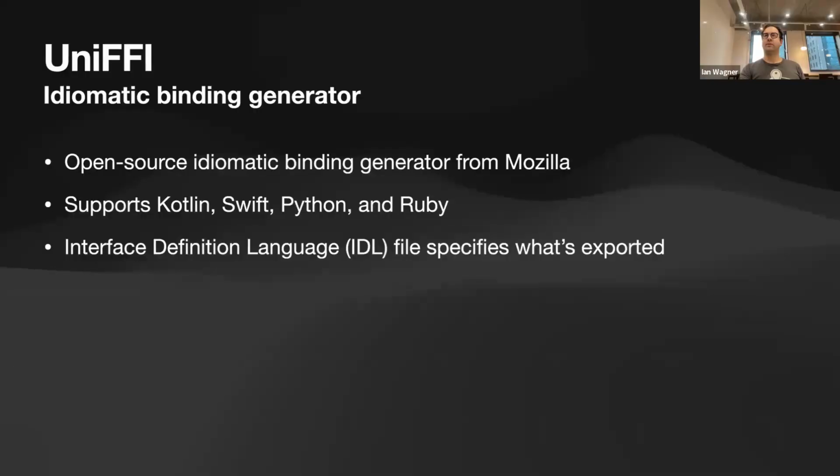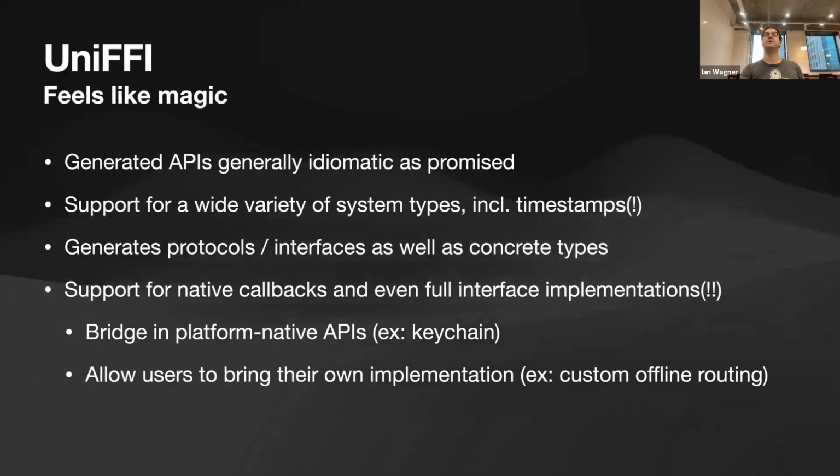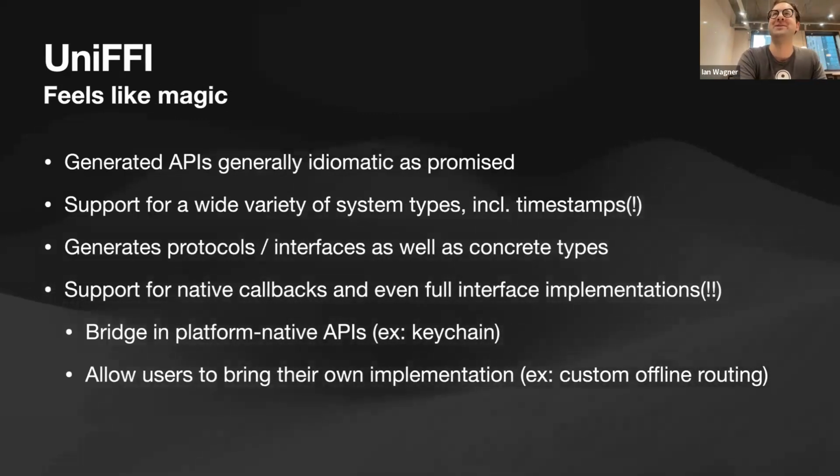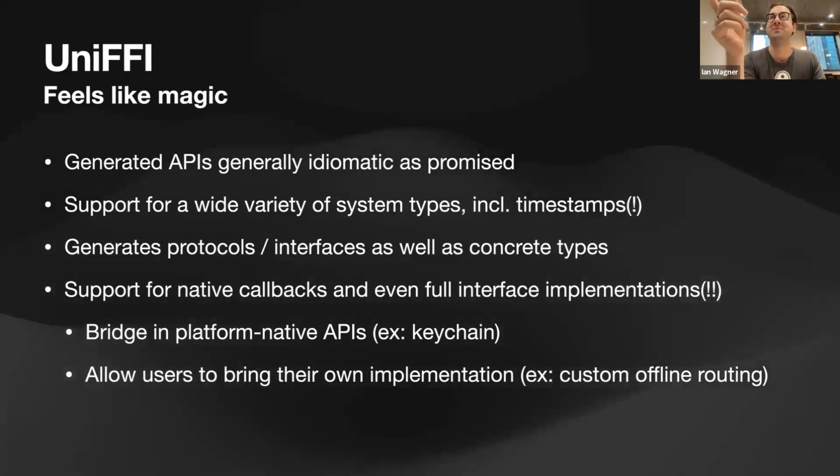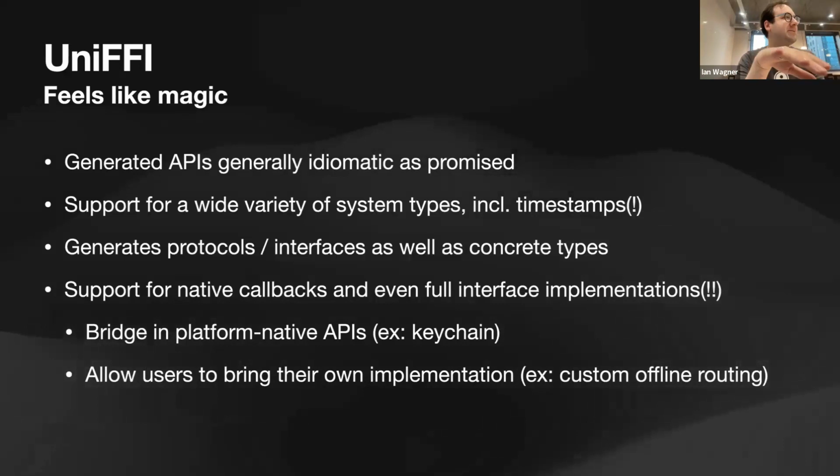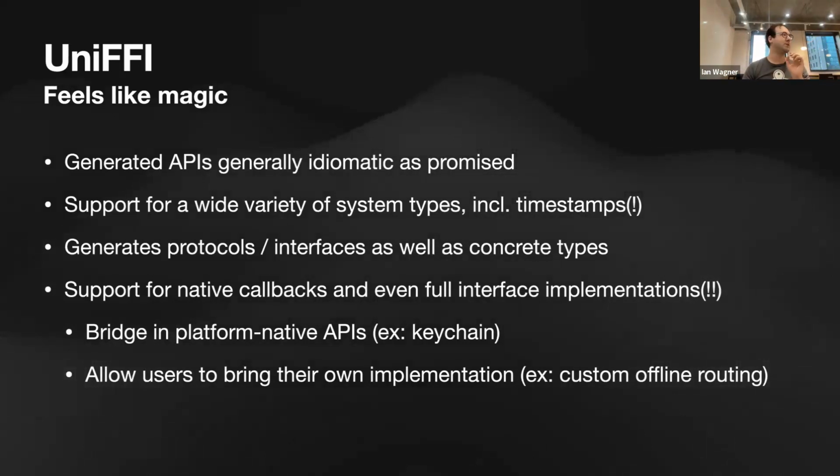So yeah, Uni-ffi, or however you say it, actually feels like kind of magic. The generated APIs are actually really idiomatic as they promise. And it even supports a variety of system types. I was kind of surprised that it has timestamps as well. So there's a system time type in the standard library in Rust, and it will get converted into a Swift date and a Java date and all that stuff. It also generates protocols or interfaces in addition to the concrete types. And that's super nice because it lets you do mocking and stuff really easily, so that makes it really easy to test your code.